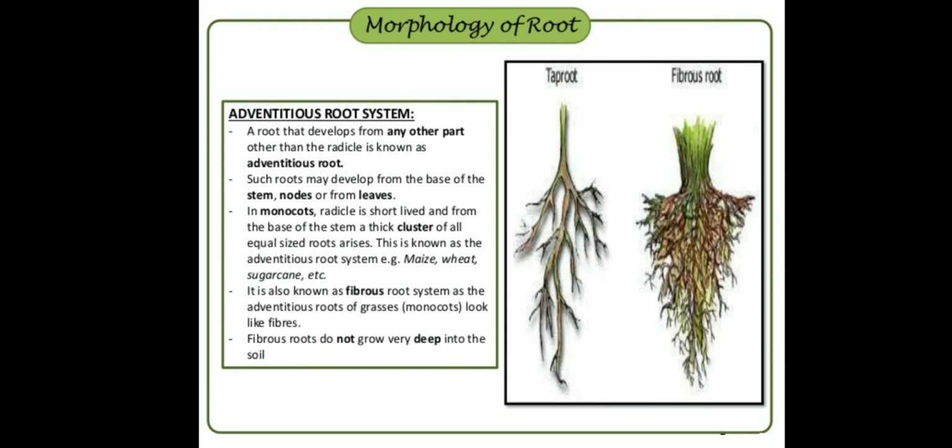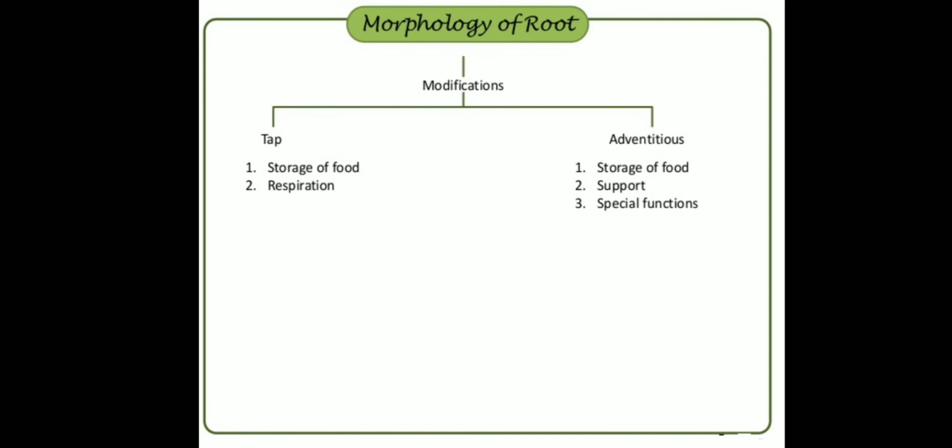Okay, and these adventitious roots are also known as the fibrous root system, because they look like fibers, and fibrous roots do not grow very deep into the soil. So that was about the function. I told you about modifications of roots in the previous slide.